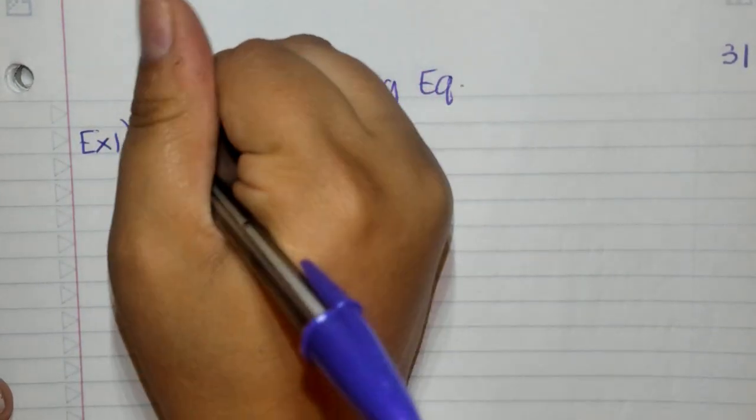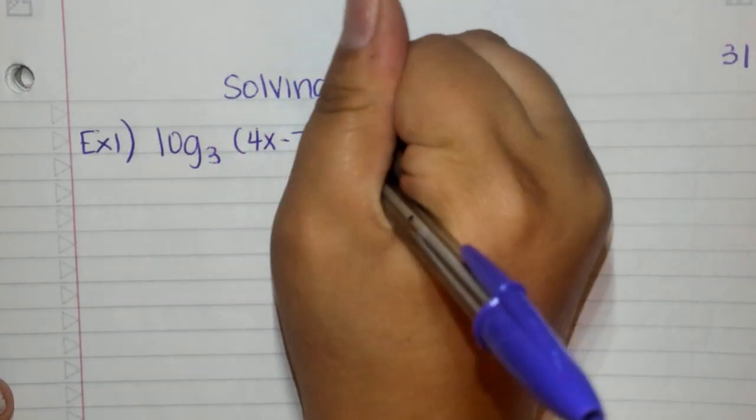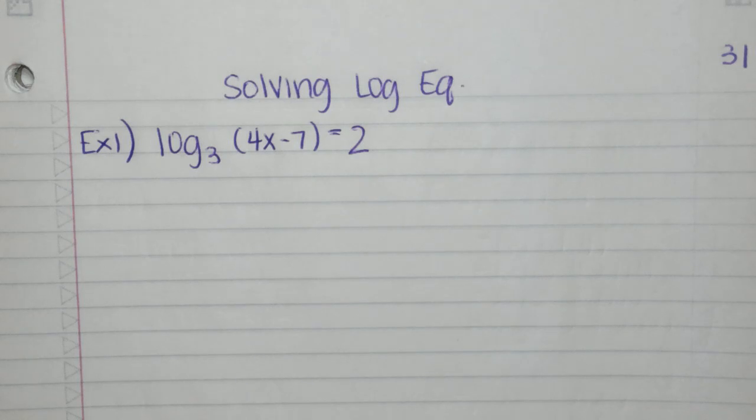Alright, example 1 is log base 3 of 4x minus 7 equals 2. While I go over this, I'm also going to just talk about some things you need to watch out for or common mistakes that people make when solving. Alright, so first things first, how do I get x by itself here?